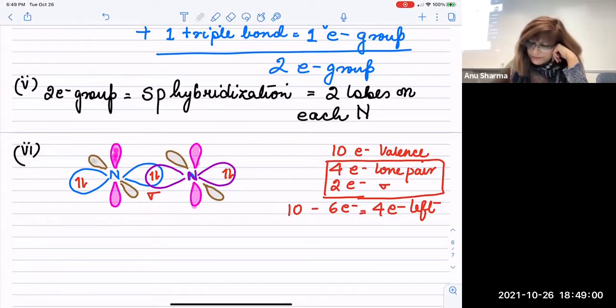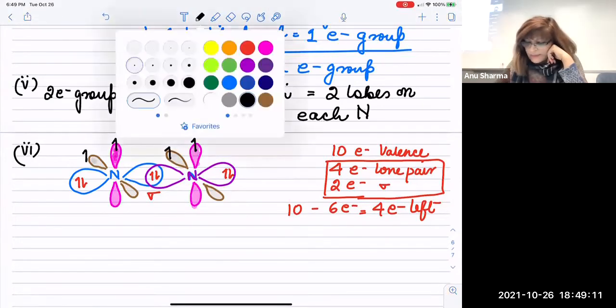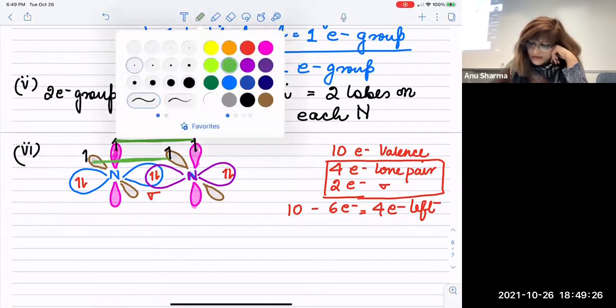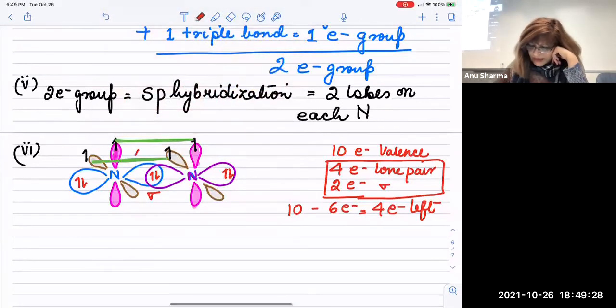So these pure p's are containing one electron here and another electron here. This guy has one electron, this one has another electron. So what is happening now is that these are overlapping. The pinks and the pinks are overlapping, and the grays are overlapping. So this is your triple bond scenario. A triple bond is made up of one sigma and two pi's.